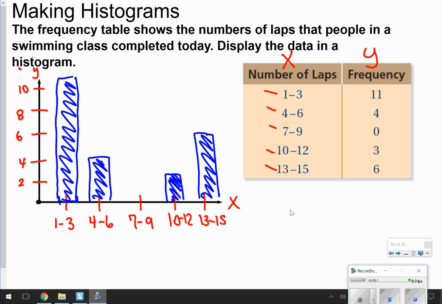Once you're finished, this is what your histogram should look like. Notice that I have the intervals on the x-axis. The intervals were already given to me, so that was really easy. And then for the frequencies, I chose to do intervals of 2, just because I didn't have enough room to go from 0 to 11. When I jumped up by 2s, I just had to make sure that my 11 was more than 10 and the 3 was more than 2.